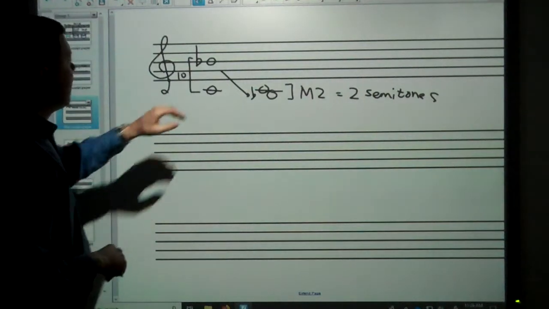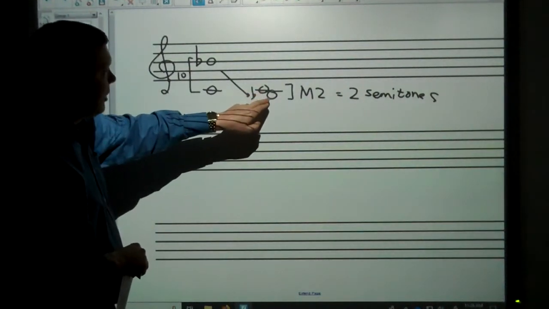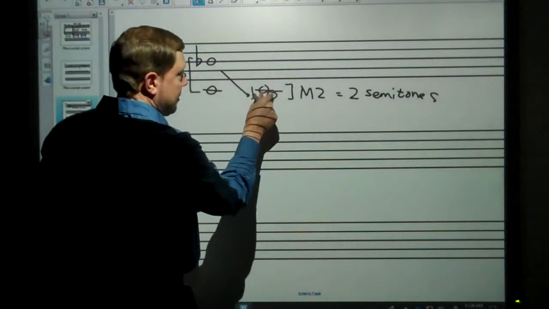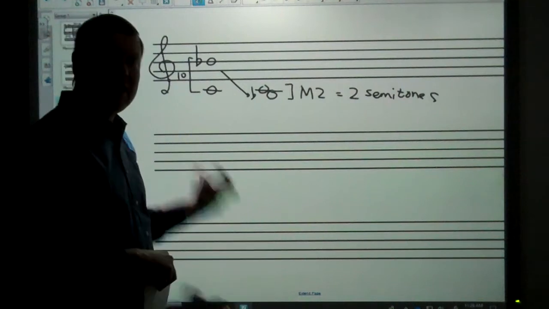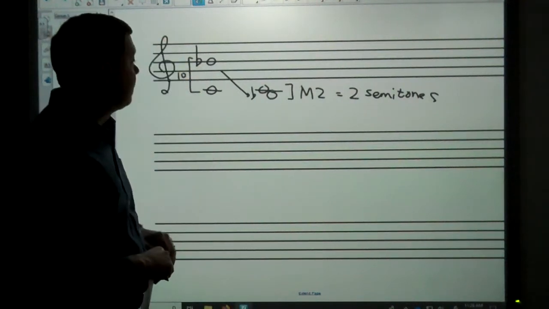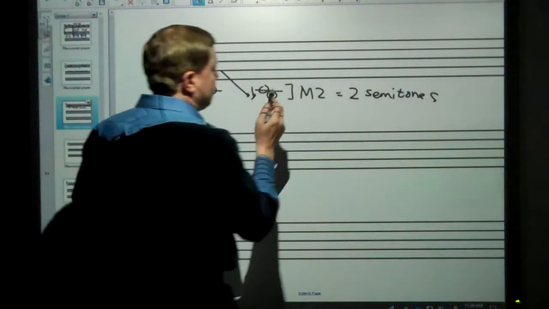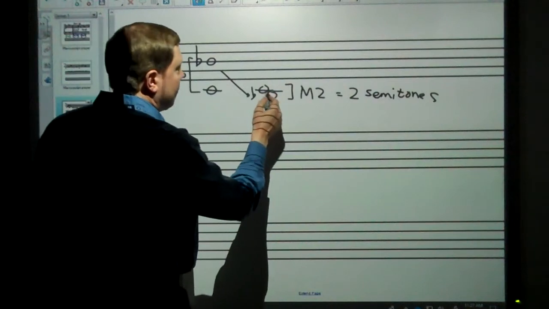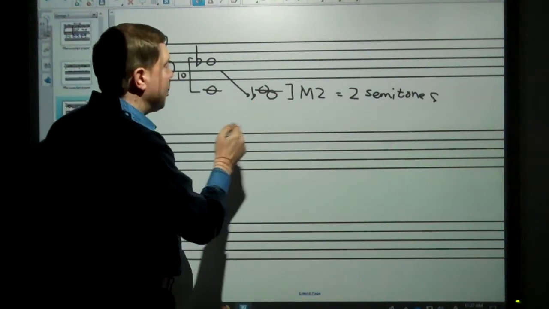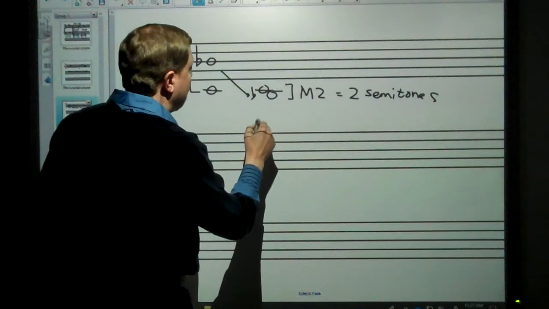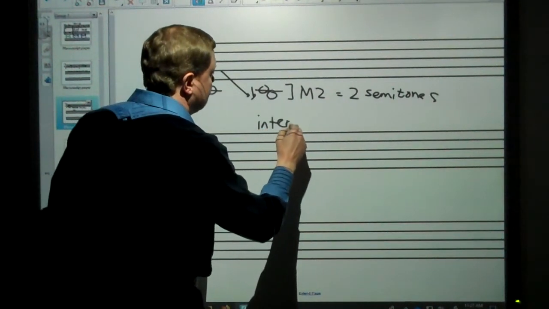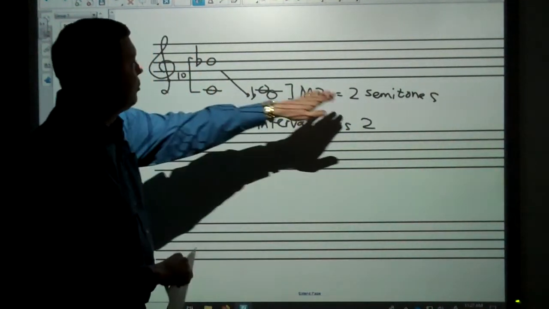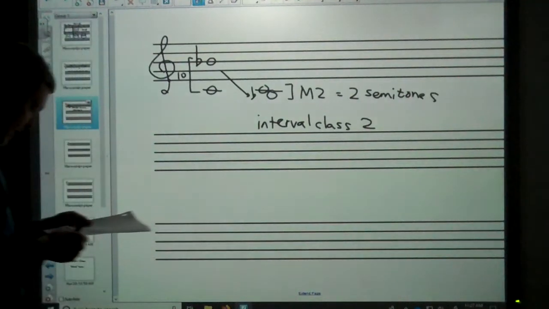Okay? So, because the distance between this C and this B flat is shorter than the distance between this C and this B flat, we're going to say that this distance represents what's called an interval class, not the larger distance. Because the distance between C and B flat is 2 semitones, we would say that the interval class that this C and B flat belong to, they are a whole step apart, is interval class 2. Again, because there are 2 half steps between them. Interval class 2.